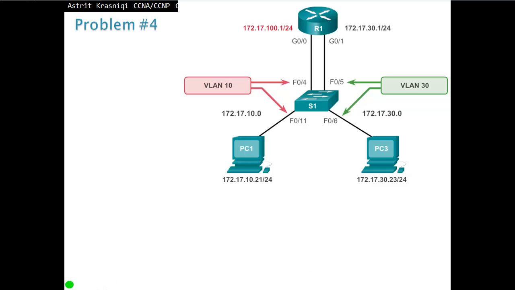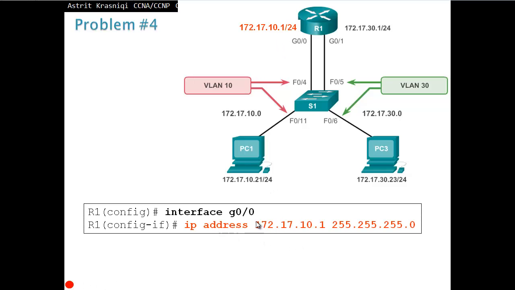Pause the video. Try and find out the problem here. Okay, if you found it, great. Now this is legacy inter-VLAN routing. Again, each interface on the router is per VLAN. The problem here, for example, there's no problem on this side, 172.17.30. The problem here is between these two. It's 172.17.10, and on the router it is 172.17.100. So that's wrong. So we have to change it to 10. Go to the interface G0/0 and change the IP address.